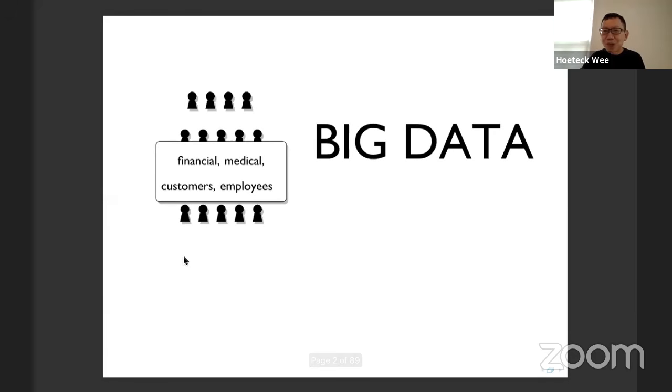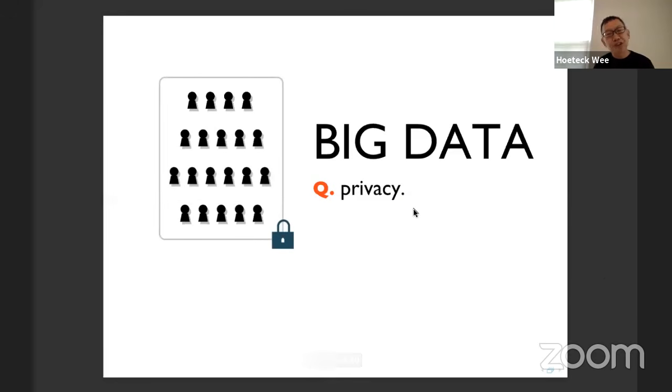So we now live in this world of big data where we collect a lot of sensitive data about individuals: financial, medical, customer, employee, and so on and so forth. And one of our concerns is the privacy of this data. Right? This is very sensitive data, and traditional crypto wisdom says that if we want to protect the privacy of our data, we can basically encrypt this data.